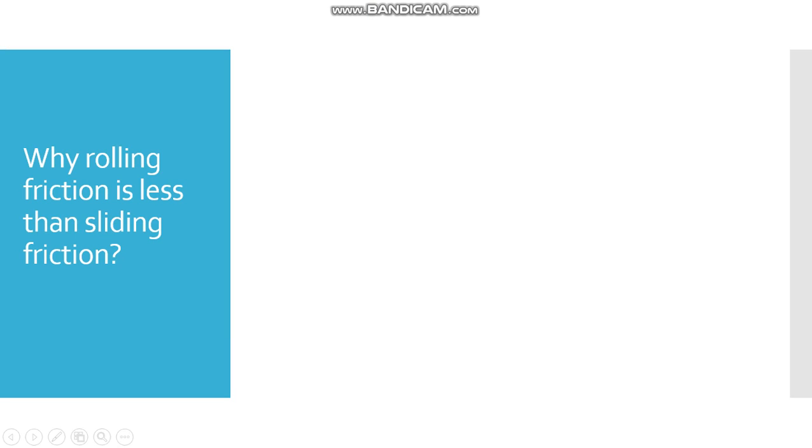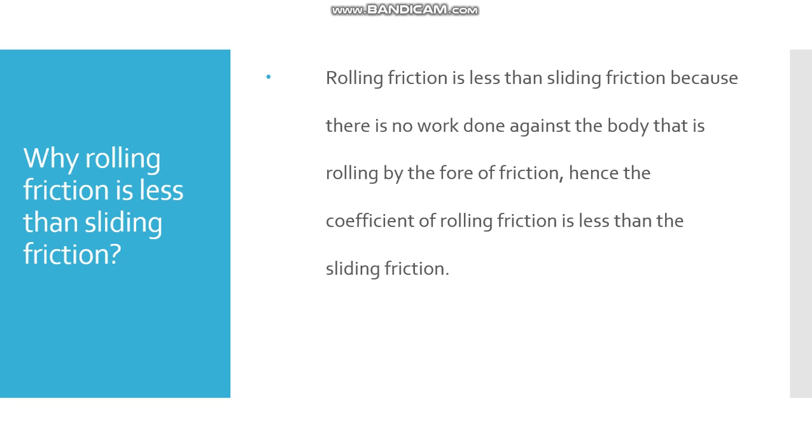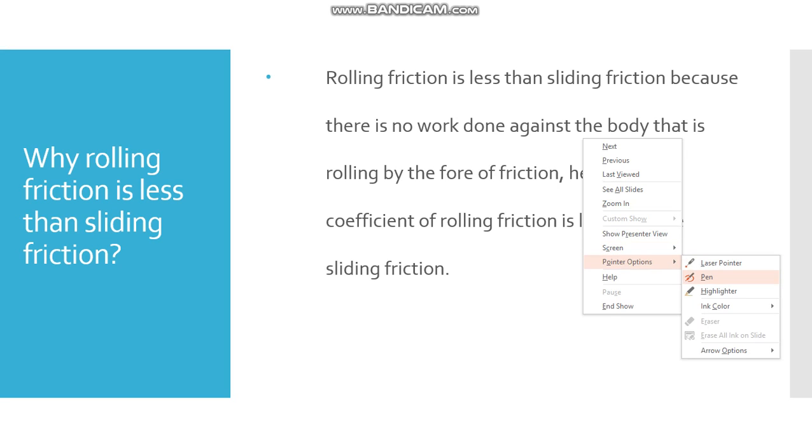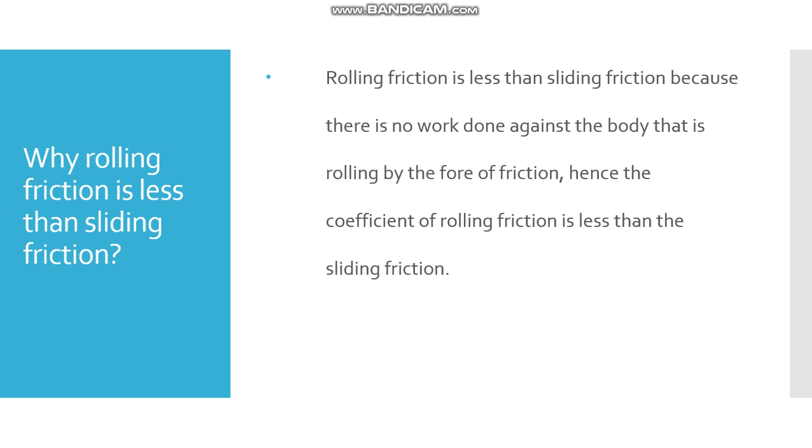Okay students, now we'll talk about why rolling friction is less than sliding friction. Previously we have said that rolling friction is much lesser than sliding friction. Now we will see why it is so. The answer is, rolling friction is less than sliding friction because there is no work done against the body that is rolling by the force of friction. Hence, the coefficient of rolling friction is less than the sliding friction.